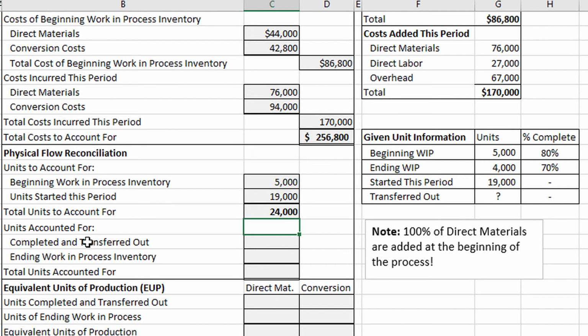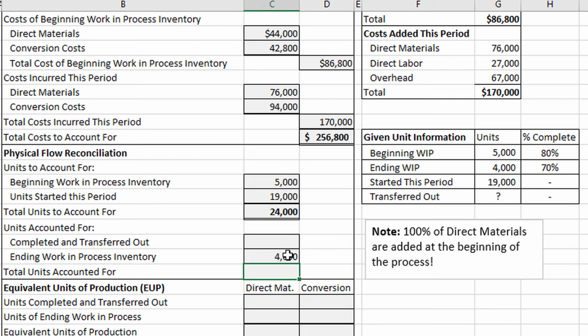Next, for the units accounted for, first we have the completed and transferred out units. And if we take a look over here, we see that's just left as a question mark. So we are going to skip that for now and come back to it. The ending work in process inventory, we do have that one. That is 4,000 units, so we can type that in.